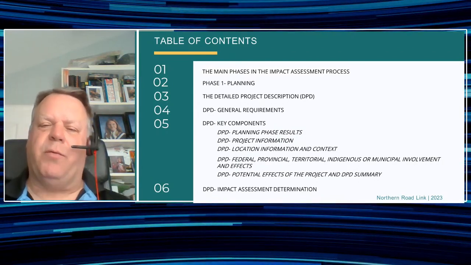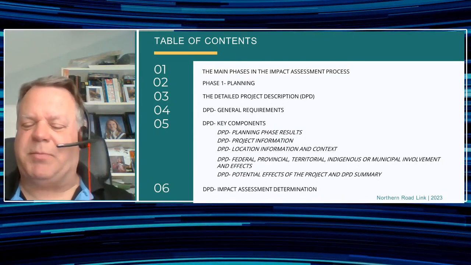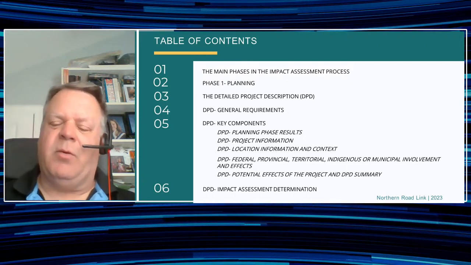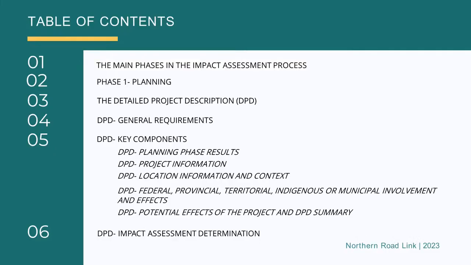So we're going to talk about the overall federal impact assessment process by talking about the main phases. We're going to talk about the first phase, which is the planning phase. Then we're going to dive into the detailed project description, talk about its general requirements, its key components, and then finish things off with the impact assessment determination that's out of the DPD, or detailed project description review.